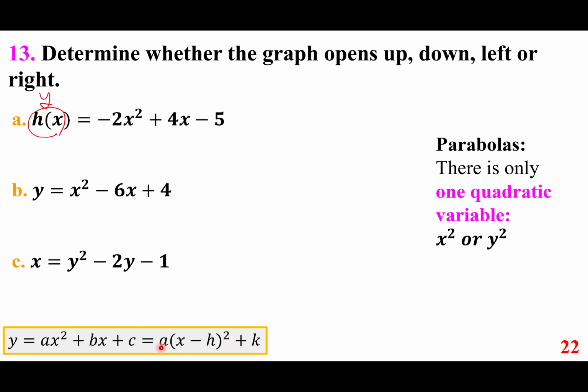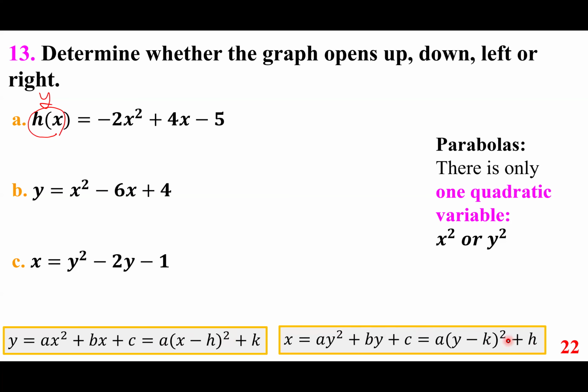Now, parabolas like this open up and down. If a is positive, up; negative, down. Like this, they open sideways. A is positive to the right, negative to the left. So this one, because you have x squared, it opens up or down. Negative 2 means down. Same thing, you have x squared, opens up or down. But a is 1, positive, so it has to be up.